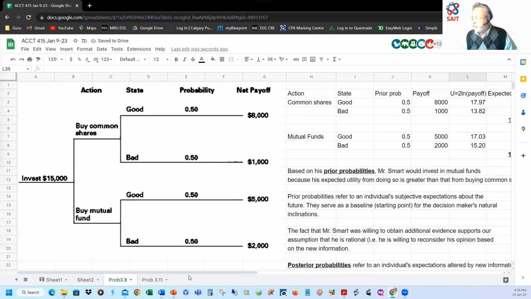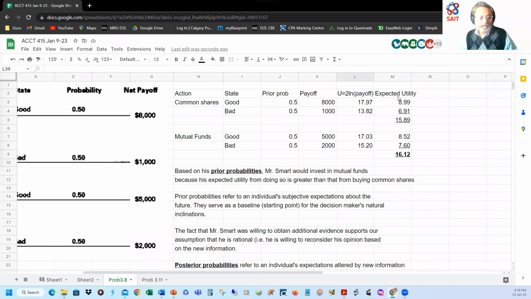Those are simply the amount of utility from each of the payoffs. For the expected utility, what we do is calculate a weighted average. The weighted average is computed by multiplying the utility by the probability. Before Mr. Smart's estimation, there was a 50-50 chance that the economy would do good versus bad. So 50% times 17.97 gave us 8.99. Similarly, 50% times 13.82 gave us 6.91. Added together, we got the expected utility from investing in common shares. And likewise, we calculated the expected utility from mutual funds.